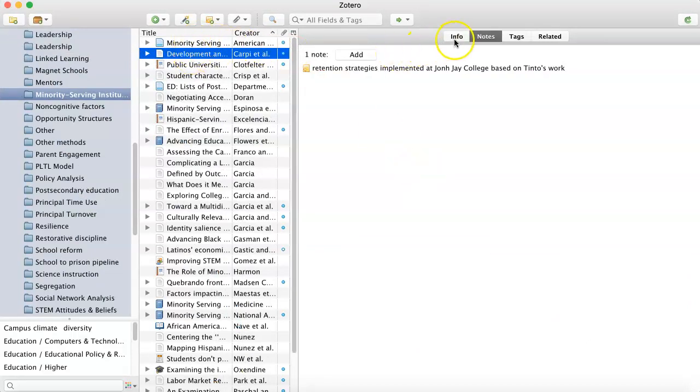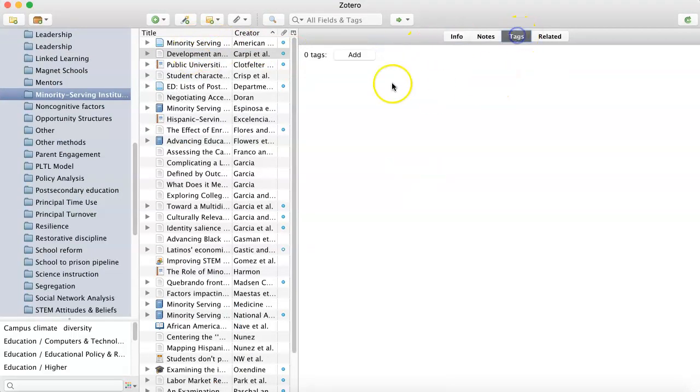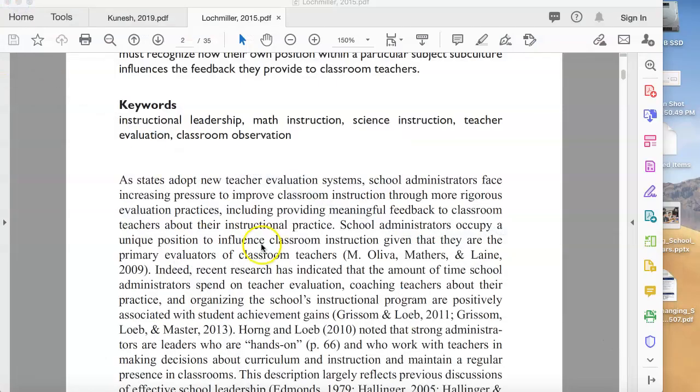Then there are some keywords. I also recommend adding these here. If you go back to the information, I can put in some tags, and so these are those keywords. This will help you look for keywords across your folders. All right. So the most basic way to read an article is to just read everything.